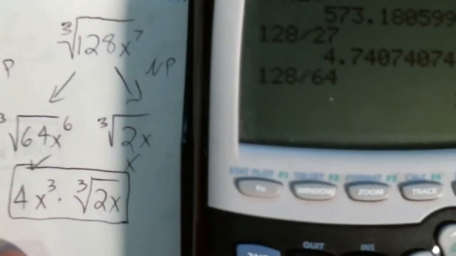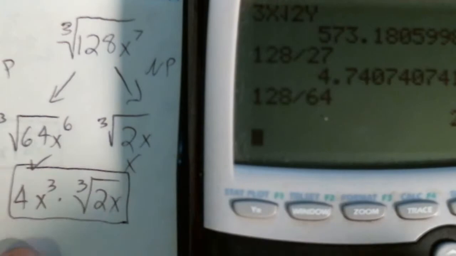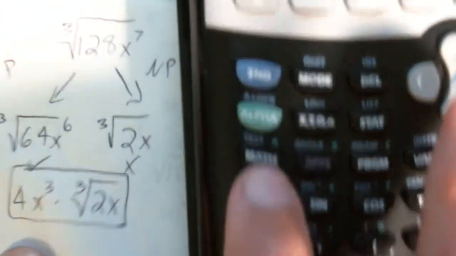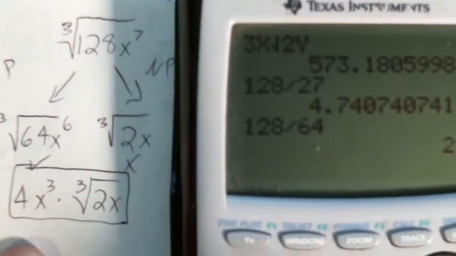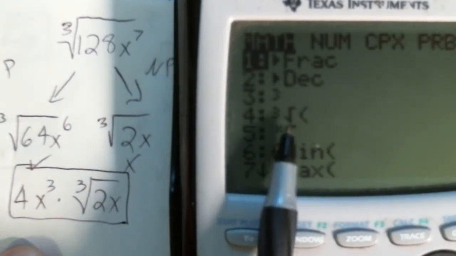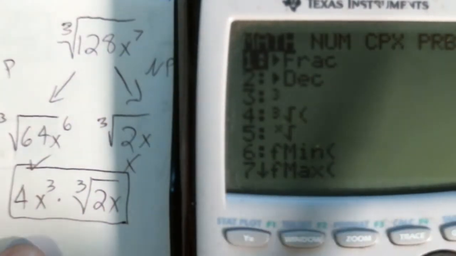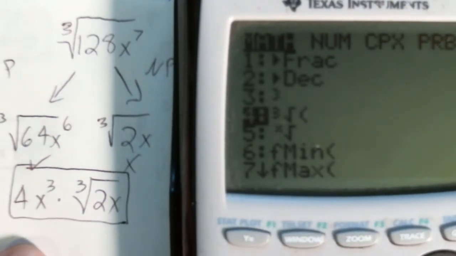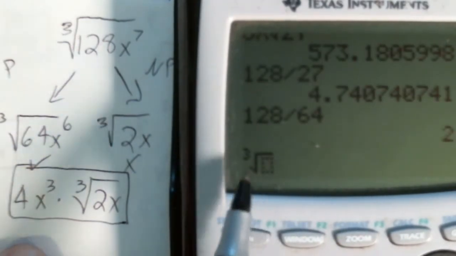Okay, now here, if I want to do the cube root, I've got to press this math button. See the math button right here? Math. Now scroll down, you see this right here? Option 4, that's the cube root. So I can either just press 4, or I can scroll down and press enter. So now notice there's a little 3 right here.